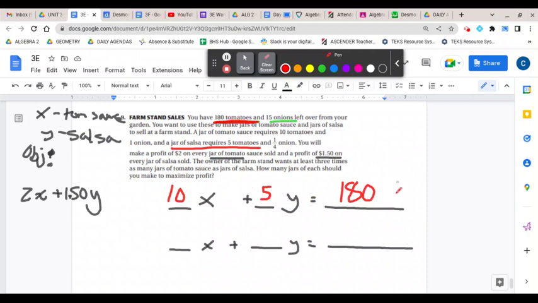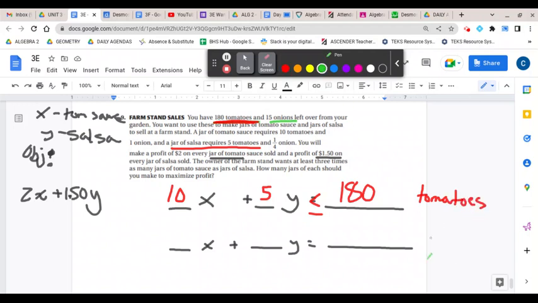Add those up and it's going to add up to 180. So we have 180 total tomatoes. If there's 10 tomatoes per jar of tomato sauce plus 5 tomatoes per jar of salsa, it has to add up to be less than or equal to 180. So our first equation is going to be in tomatoes.